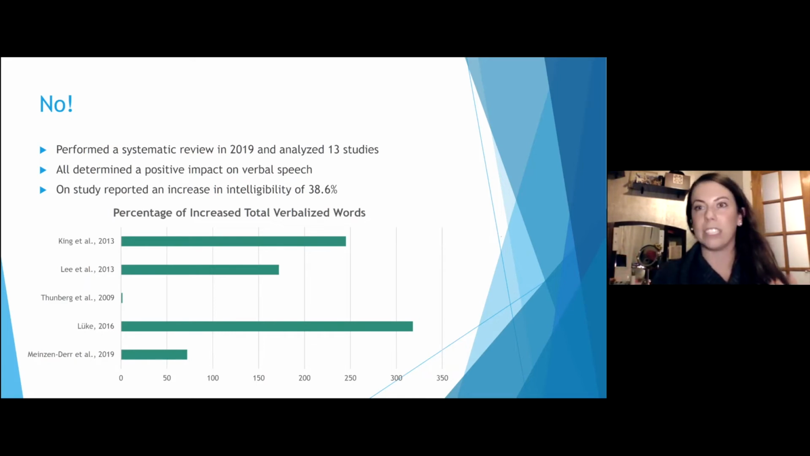They were already receiving therapy. They were already getting all of the tools that they needed, but now they had this device that could model for them consistently and model for them on demand. That was huge, and that increased their intelligibility.